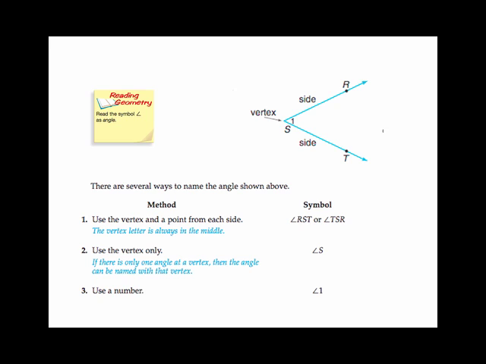Another way to name the angle is to use the vertex only. This can be done if there is only one angle at that vertex. So, the angle we see here can be referred to simply as angle S. The last way to name an angle would be to use a number if a number is written in between the two sides. So the above angle could be referred to as angle 1.